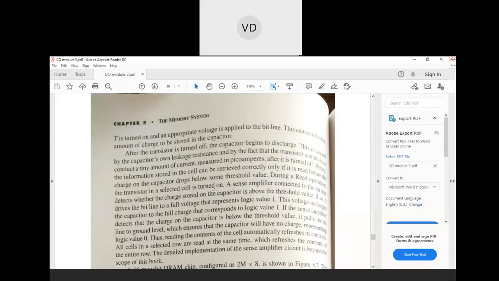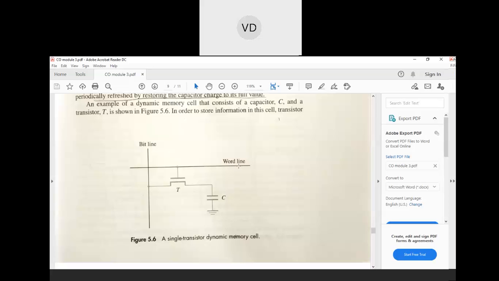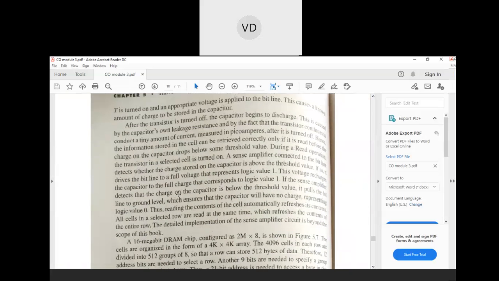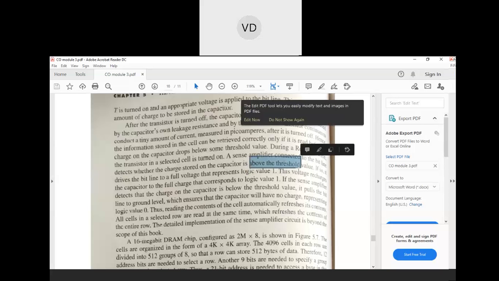When the word line is supplying the voltage, this transistor will be turned on. Then there is a sense amplifier circuit. This sense amplifier circuit will check whether the charge on the capacitor is above the threshold value or below the threshold value. First point, when the charge on the capacitor is above the threshold value, the value of that cell will be equal to 1.